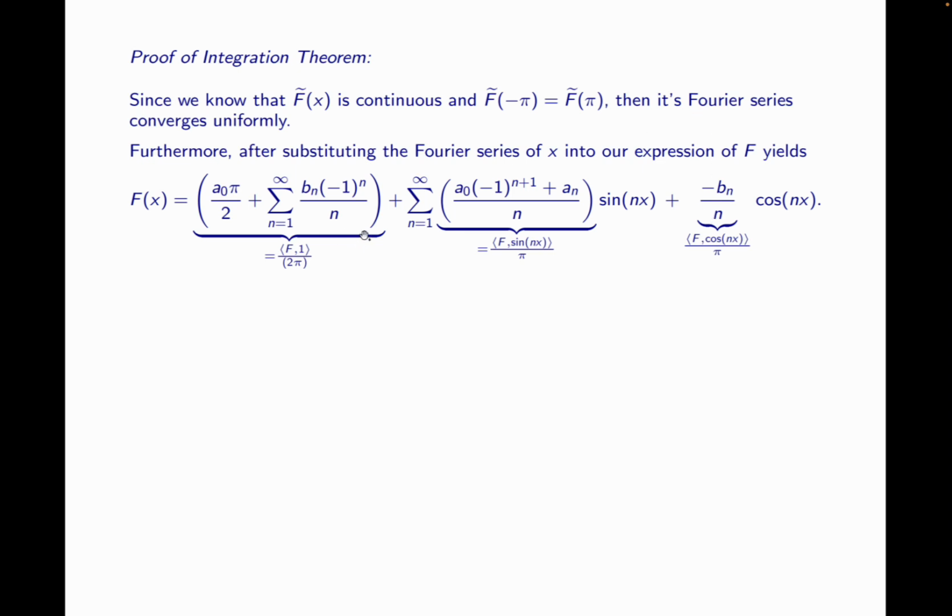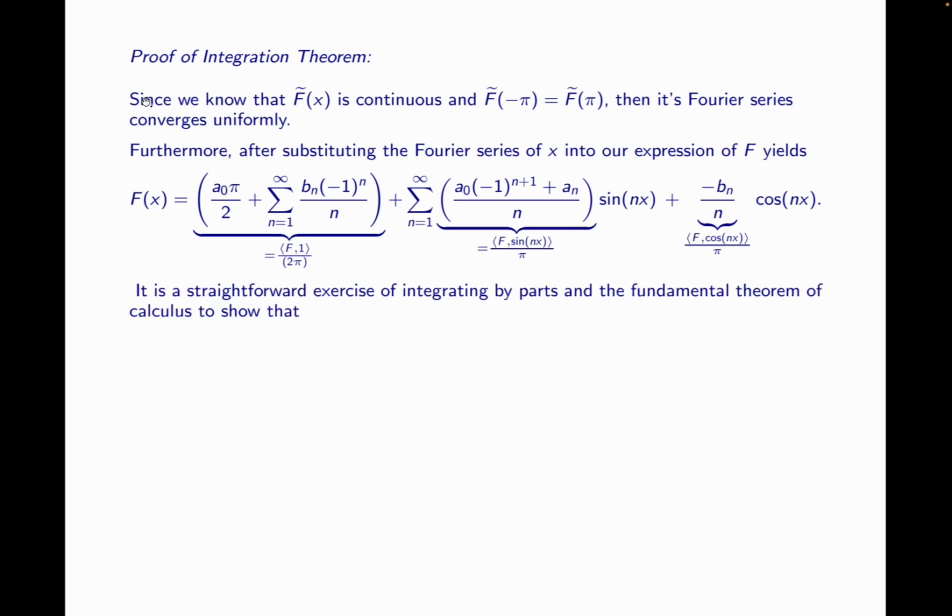So that means in order to prove that these things do converge and that we actually do have on our hands the correct and right Fourier series, we would have to show that this term equals this term, equals this, and this term equals this. So it's a straightforward exercise of integrating by parts and the fundamental theorem of calculus to show that these equalities are in fact true. That is, this constant term is in fact equal to what the constant term of the Fourier series of f should equal.